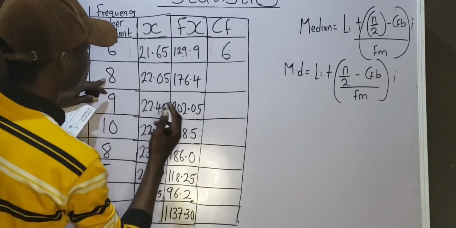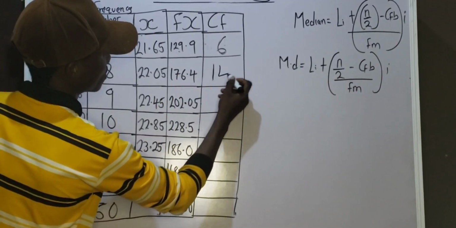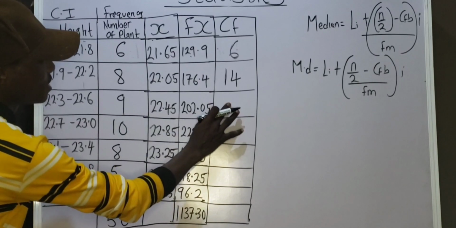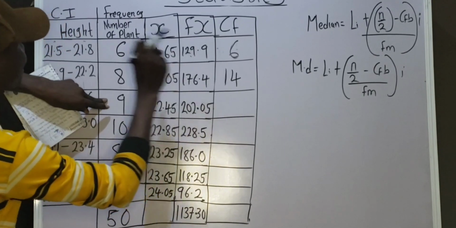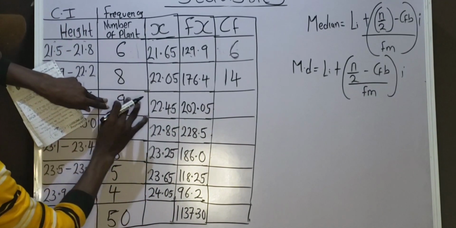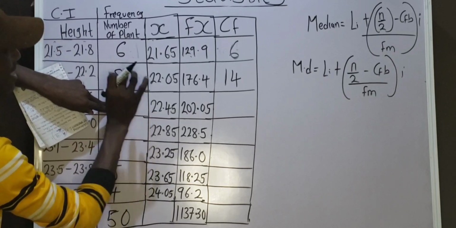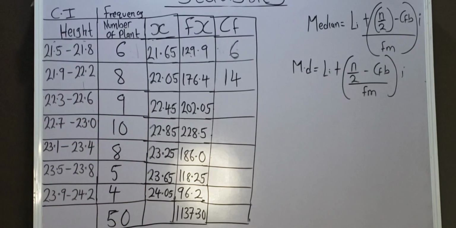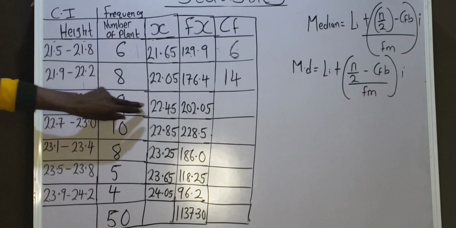Okay? That will be 6 plus 8. That is 14. Please, do you understand? So now let's get the cumulative frequency of these cells. I'm going to add the frequency before the frequency of these cells and the frequency of the cell itself. You understand?